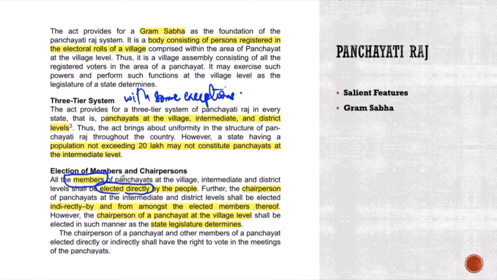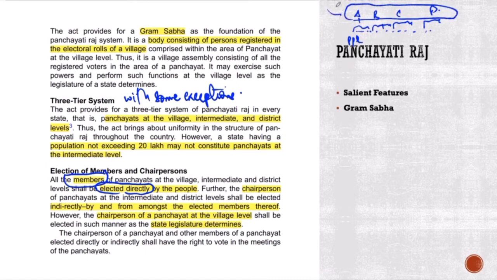But however, when it comes to the chairperson of the panchayats, especially at the intermediate and the district levels, they are elected indirectly. So for instance, do you guys get this? Let's say there are people. These are all the people they elect from this particular place: A, B, C, D. Then from amongst your A, B, C, D, E, whatever it is, these guys have to elect a leader of their own, chaired by the leader who is going to be A. That is what they mean by indirect elections.